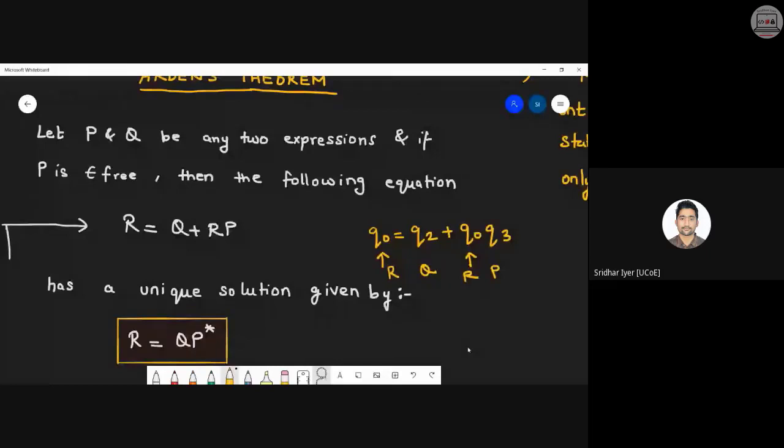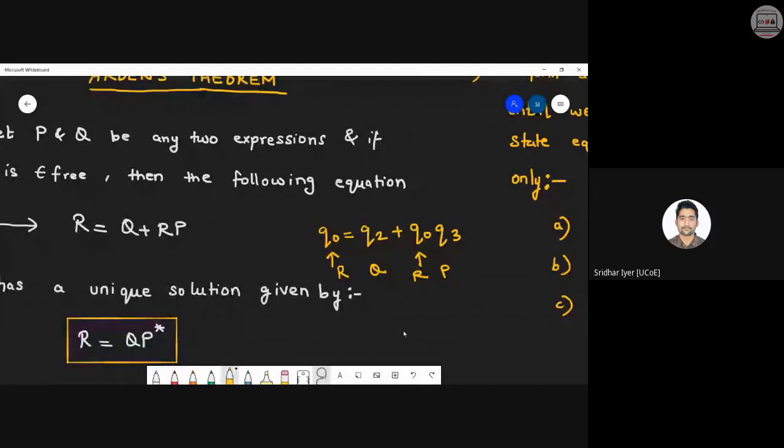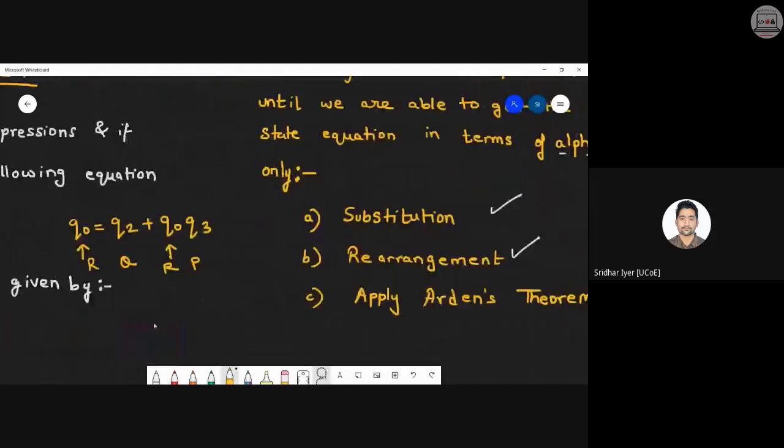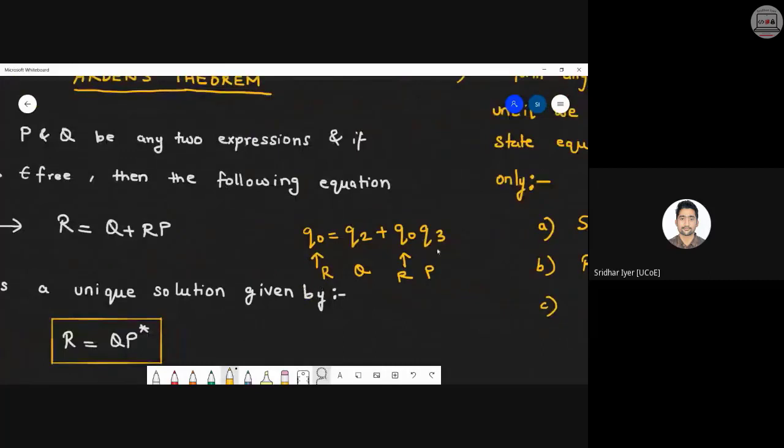Clear? Whatever be the equation, you have to convert that using, as I have already told, substitution, rearrangement, or apply Arden's theorem. Basically, we are talking about Arden's theorem only. So you have to either apply substitution or rearrangement and get the equation in this format: R is equal to Q plus RP. Don't worry, don't get confused. मैं क्या बोल रहा हूँ, अभी answer समझेगा exactly जब मैं diagram समझाऊंगा. Okay. So basically, whatever be the equation, you have to convert that into this format.